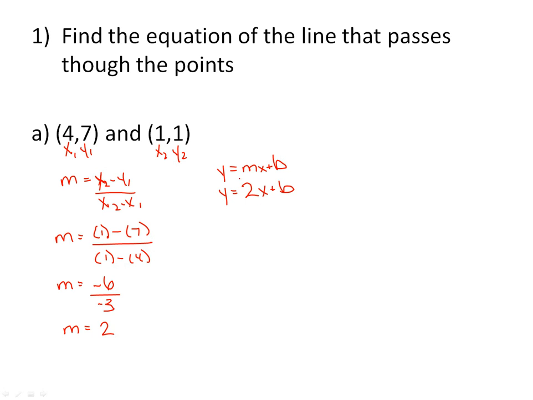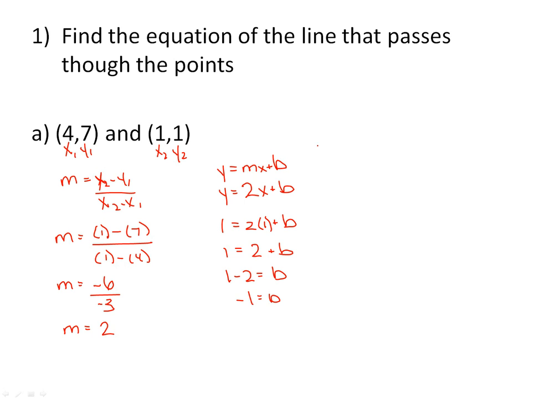Now that I know my slope, I can figure out what b is by substituting either of these points into the line. Let's use the point (1, 1), because those are easy numbers. I like them. So we're going to substitute 1 in for y and 1 in for x. And I find that 1 equals 2 plus b. I bring my 2 to the other side, and I get 1 minus 2 equals b. And here I see that b equals minus 1.